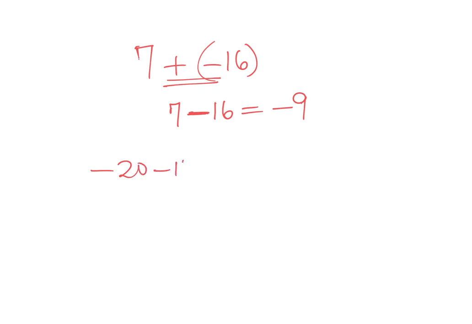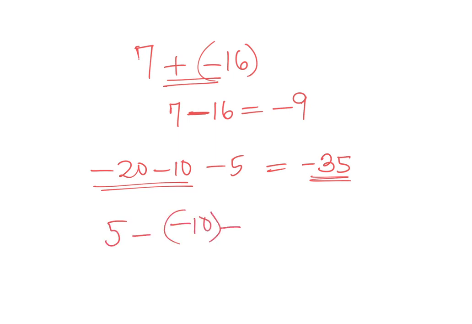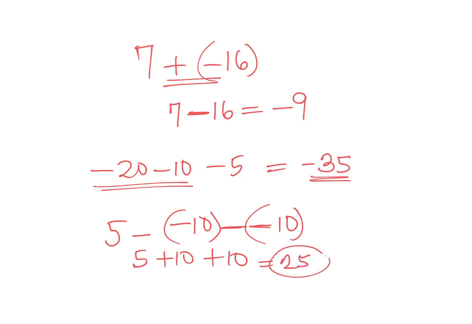Negative 20 minus 10 minus 5. So the negative 20 minus 10 is negative 30, and then minus 5 will give us negative 35. So that's another example. Let's look at another one. 5 minus negative 10 minus negative 10. So it becomes 5 plus 10, and then notice that these two negatives again meet and they become a plus 10 again. A negative times a negative is a positive. So 5 plus 10 plus 10, and that actually gives us 25. So that's how we get the answer to that problem.